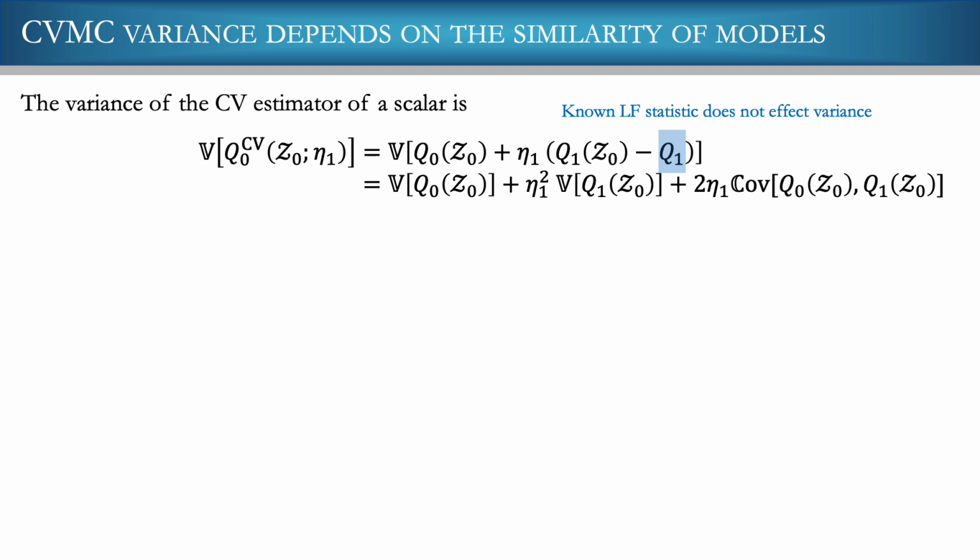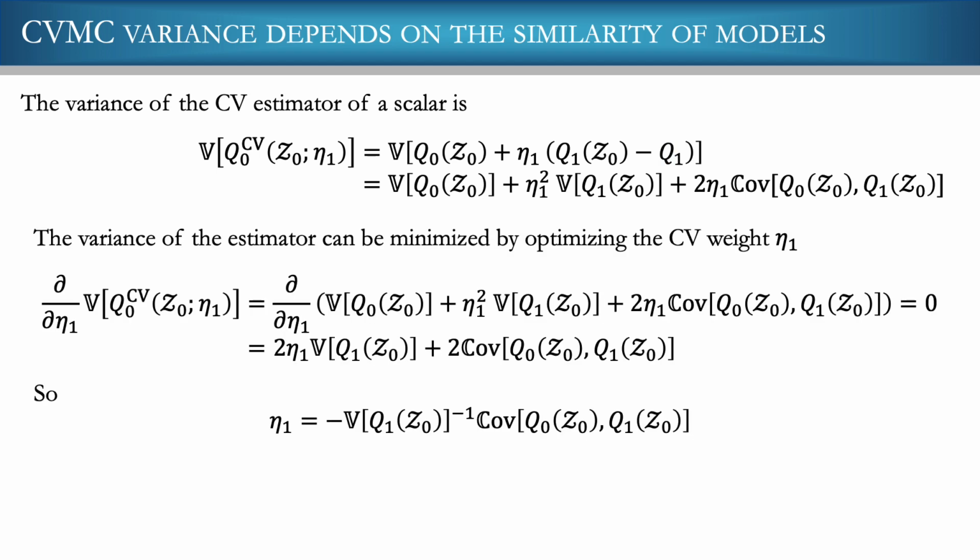Being able to derive the variance of a control variate estimator is the key to understanding why Control Variate Monte Carlo can be more efficient than single-fidelity Monte Carlo estimators. Consequently, I'm going to take some time in this tutorial to derive the control variate estimator variance. First, take the variance of the estimator and expand the terms.